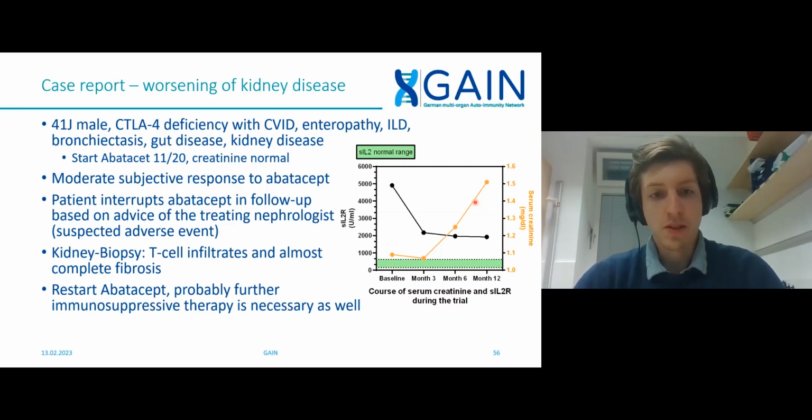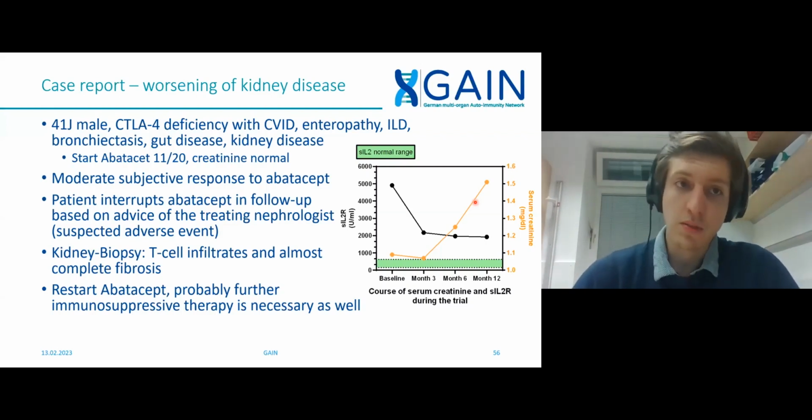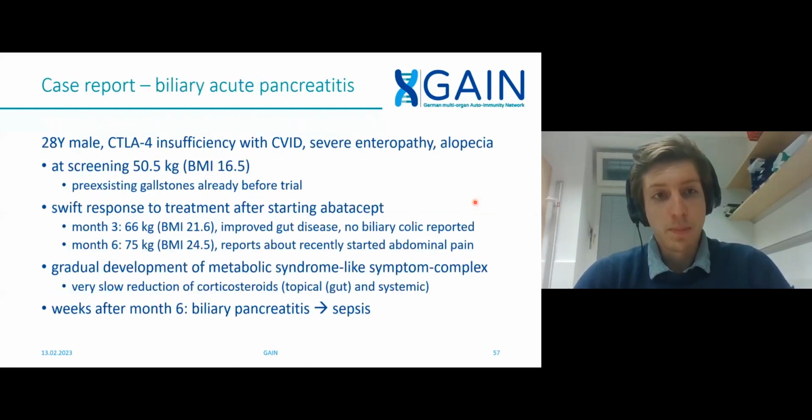However, kidney biopsy revealed T-cell infiltrates and almost complete fibrosis. So this patient again started abatacept treatment, but likely there will be another immunosuppressive therapy needed to control this disease. So here again, the take-home message is that kidney disease is also something where you might decide that abatacept monotherapy, or at least in the doses that we used, might not be sufficient.